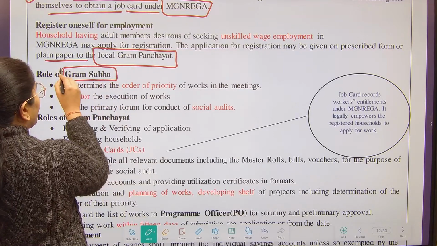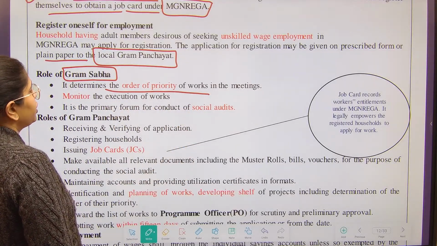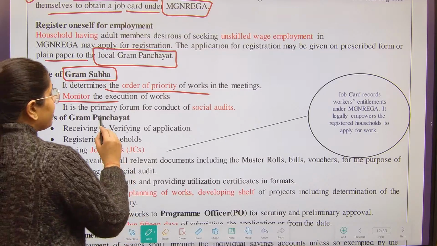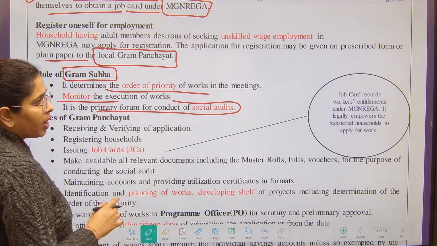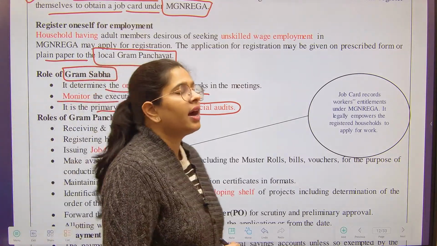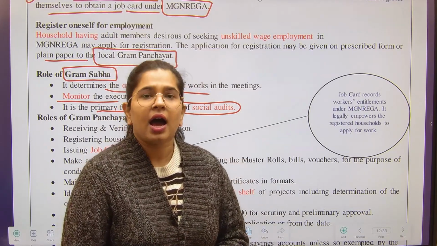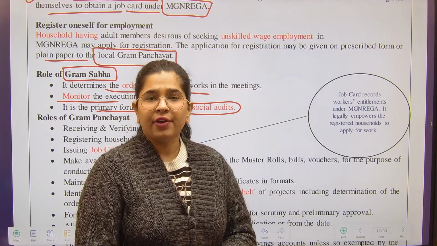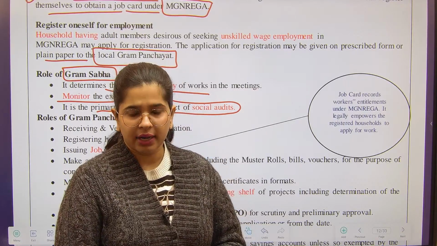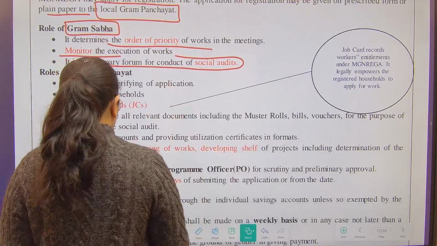Now we are going to see the role of Gram Sabha. It determines the order of priority of work in the meeting. What kind of work should take place is decided by your Gram Sabha. Next is to monitor the execution of work. It is the primary forum for the conduct of social audits. We are going to talk about social audits in detail at the end. Wages are minimum wages. There is a Minimum Wages Act, so wages are according to that, and at least 100 days of employment is guaranteed. If work is there for a larger number of days, then no problem, you can give, but at least 100 days are required. So these were the roles of Gram Sabha.